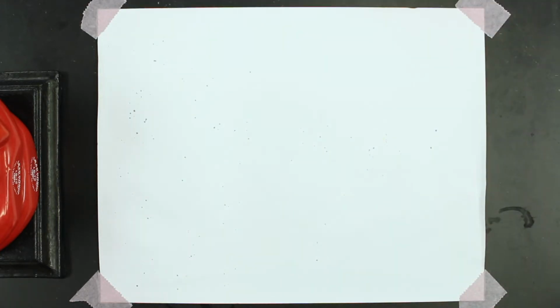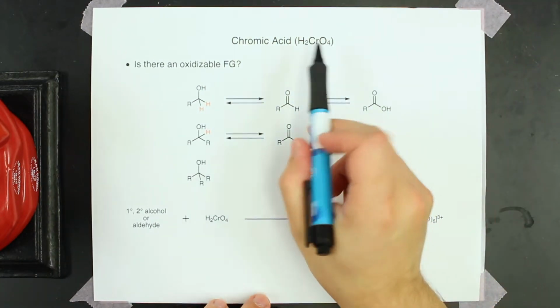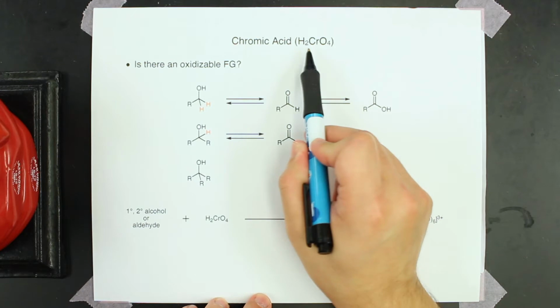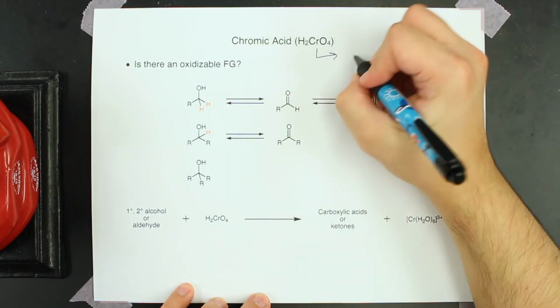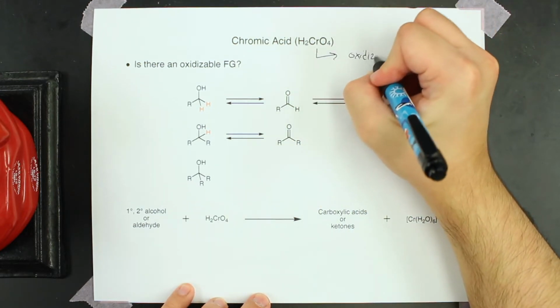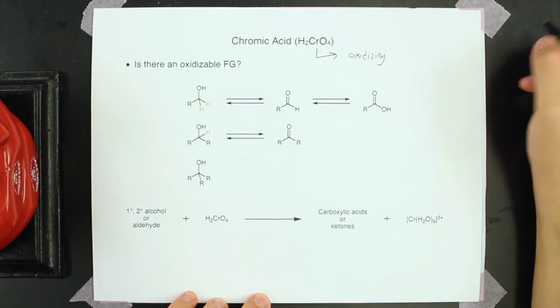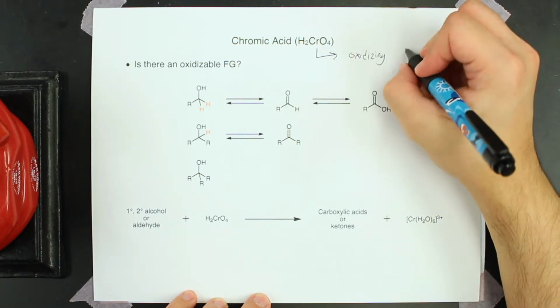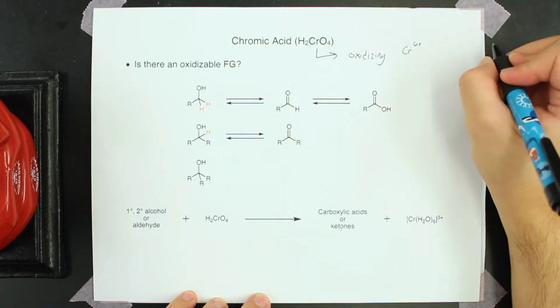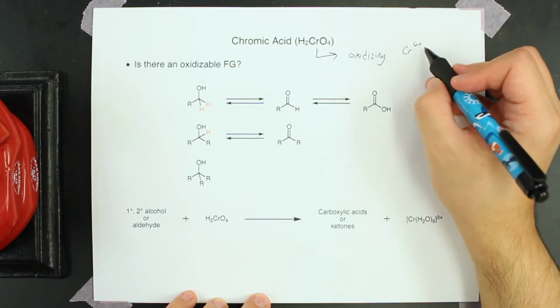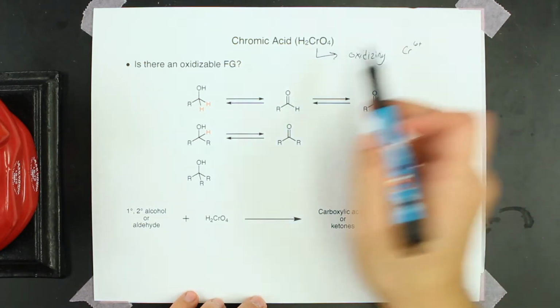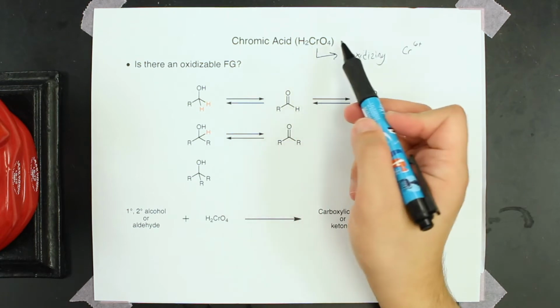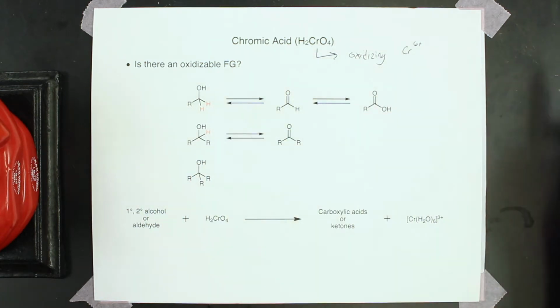So the first one we're going to cover is the chromic acid test. Chromic acid, H2CrO4, is a strong oxidizer. So it's an oxidizing agent. It steals electrons. And specifically, the chromium atom has a 6+ oxidation state. So it's lost 6 electrons, okay? And this reagent is capable of oxidizing certain oxidizable functional groups.